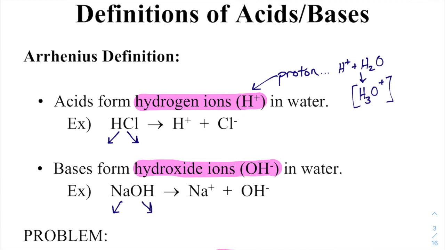And we know that there are many acids and bases that are not ionic. There are ones that are covalently bonded. So this definition doesn't hold up in those cases. So this is not our working definition. It's just an intro.